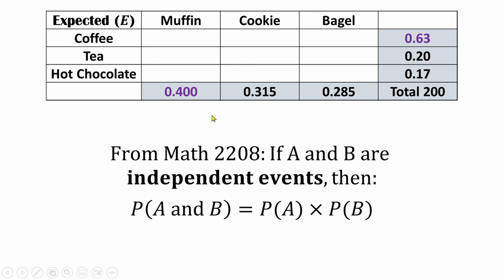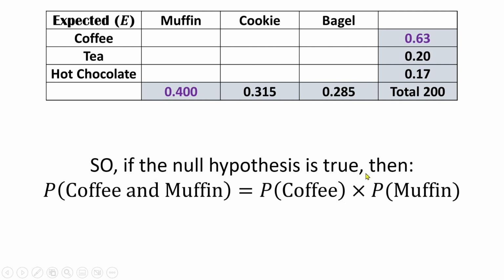And so the probability that a muffin and coffee are chosen together under the assumption that the null hypothesis is true, in other words, under the assumption that these choices are independent of each other, is just going to be the product of these two marginal probabilities. So if the null hypothesis is true, the probability that someone orders a coffee and a muffin is just equal to the probability that they order a coffee, that's the marginal probability, 0.63, times the probability that they order a muffin, 0.4.